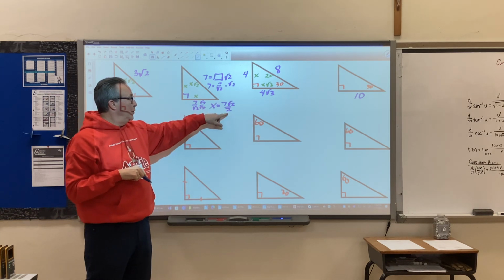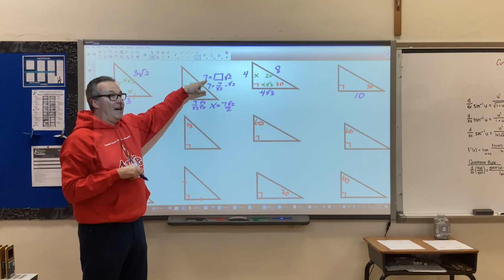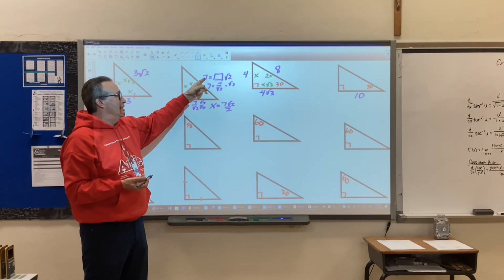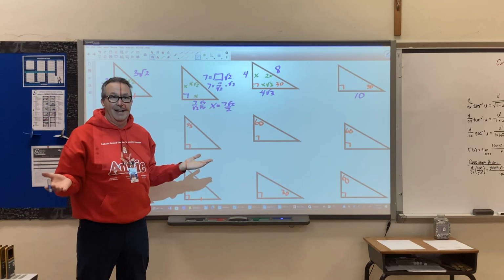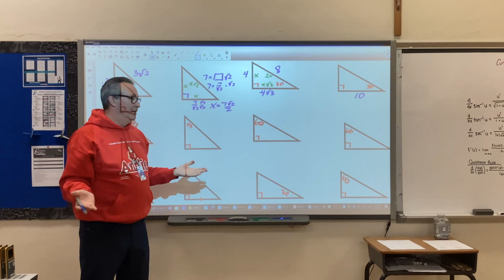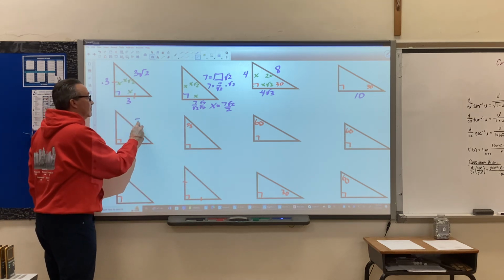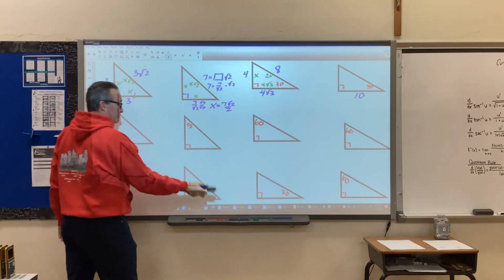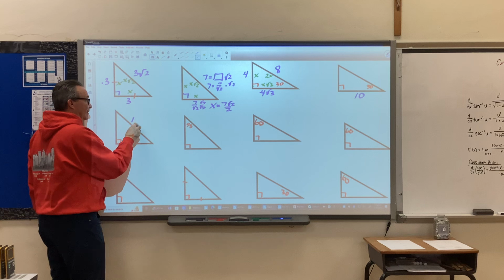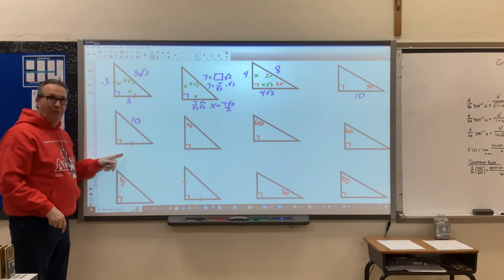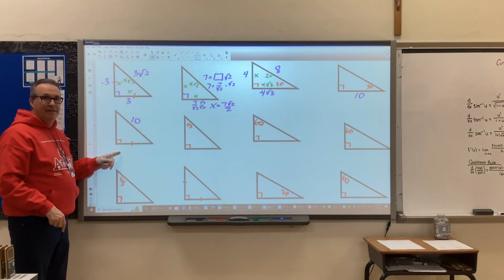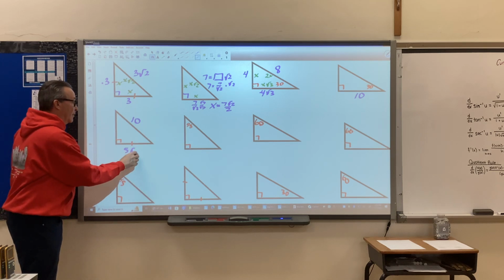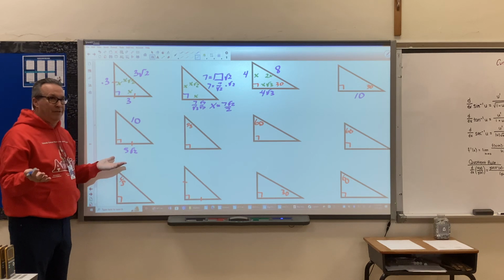Notice this 7 over 2. 7 over 2 is half of 7. The trick is, you just take half of this number, multiply by the square root of 2, and you got it. It's always that way. Like if this side is 10, what's the length of one of the legs? 5. Half of 10, 5 times the square root of 2. That's all you have to do.